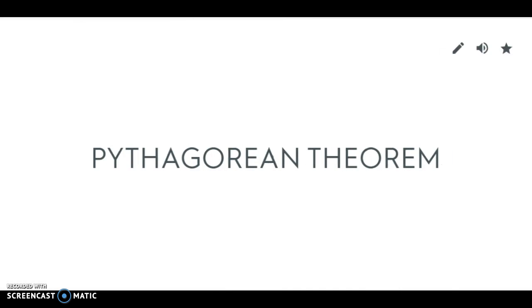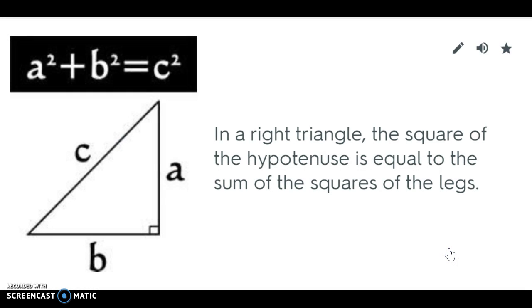All right, Pythagorean theorem is something that you probably have heard of before. Usually when I ask students a formula, this is one of the ones they say. And Pythagorean theorem works on right triangles, and it's a squared plus b squared equals c squared. So you square the two legs, add them together, and it is equal to the hypotenuse squared. So a squared plus b squared equals c squared.